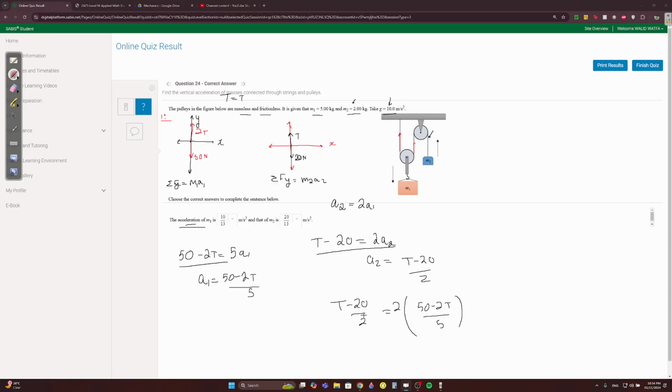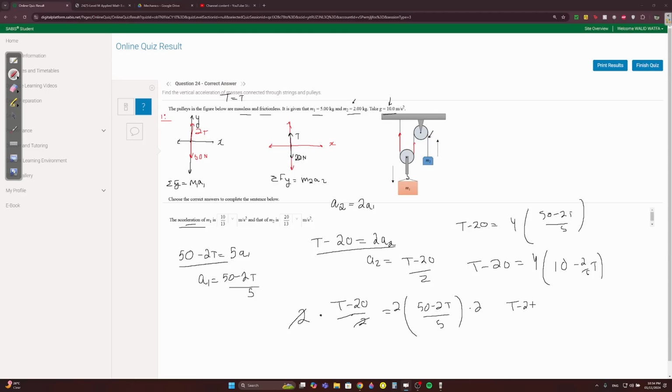Okay, so now you're going to find the expression for tension. Let's multiply by 2 on both sides to get rid of this fraction. These cancel, and this is going to be 4. So T minus 20 is going to be equal to 4, 2 times 2 is 4, 4 times 50 minus 2T over 5. Let me simplify what's inside. First, 50 over 5 is 10, minus 2 over 5 T. Split it up into two parts.